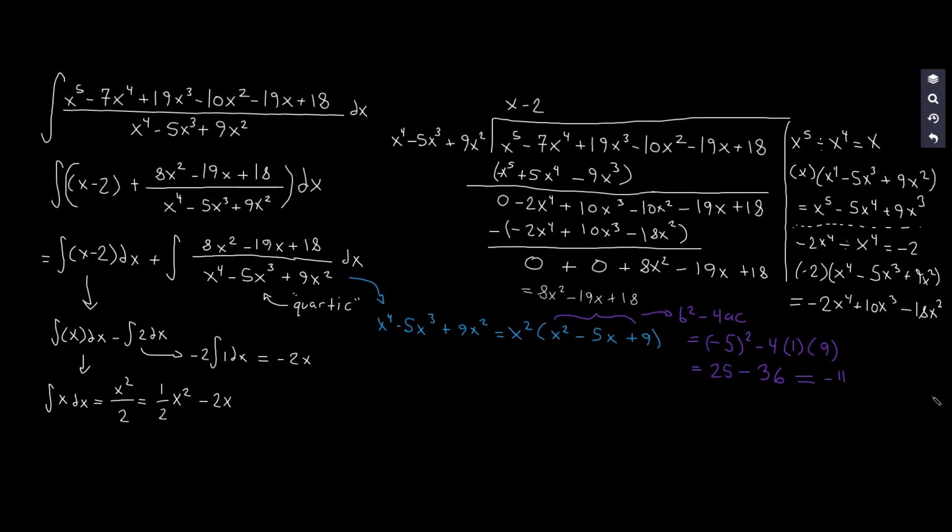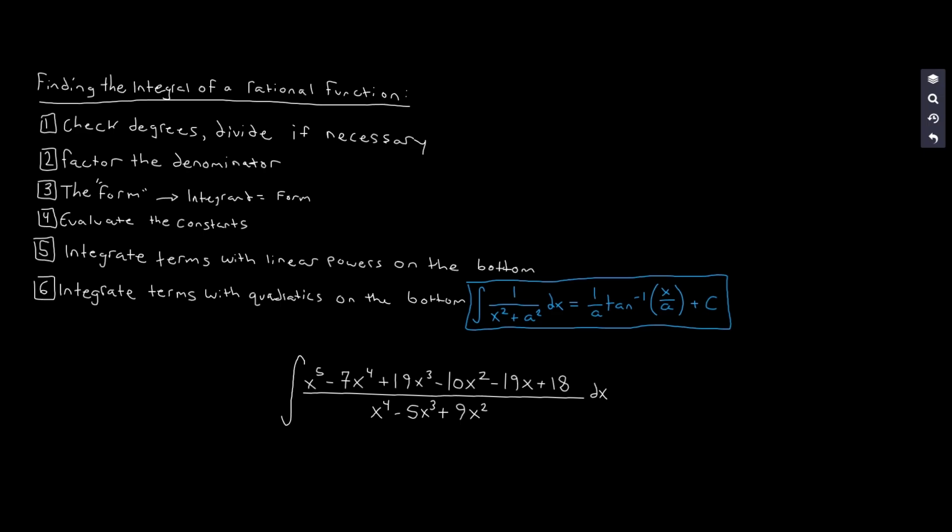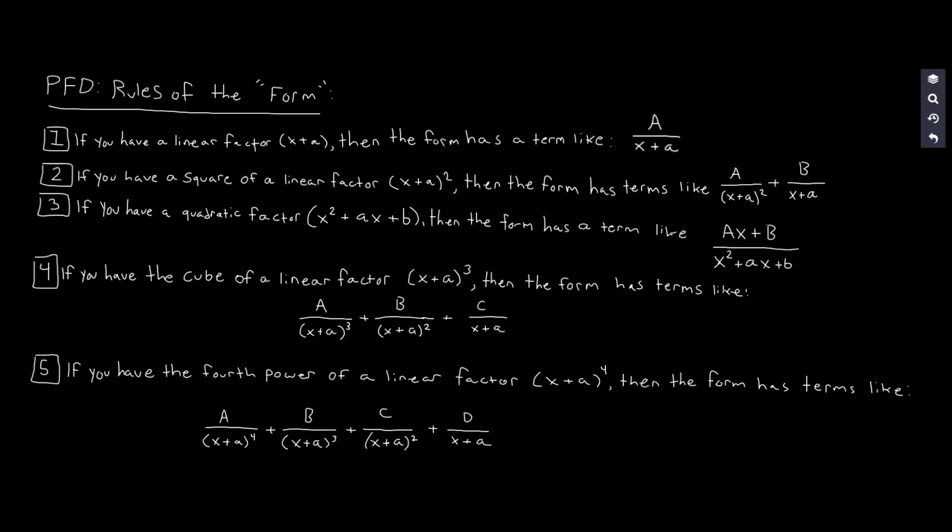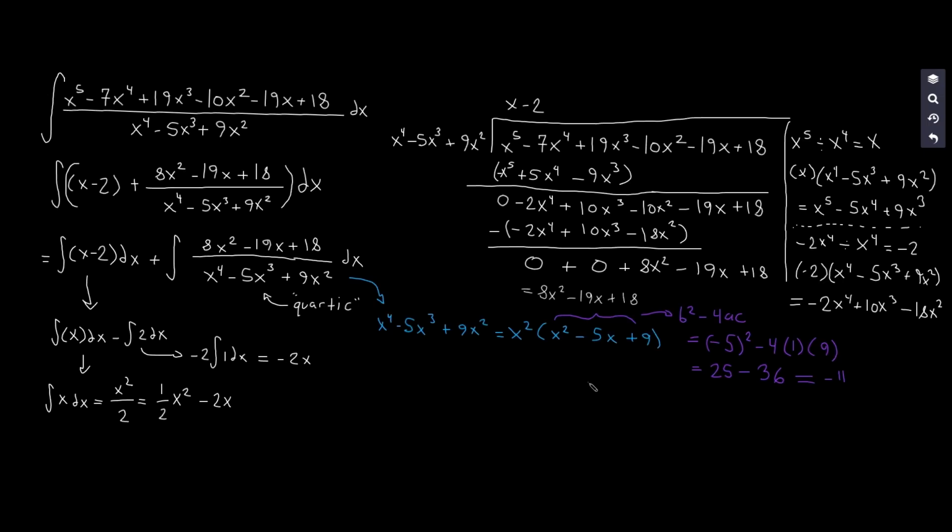So we're done with step 2. Let's just really quickly check step 3. The form, and here are our forms. We have 2 factors. We have x squared, and we have x squared minus 5 times x plus 9.